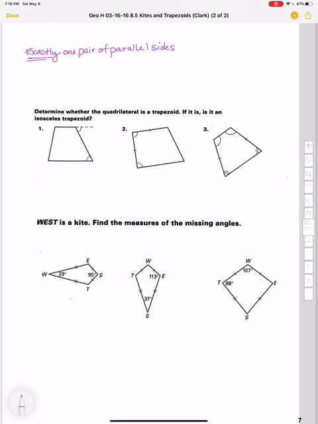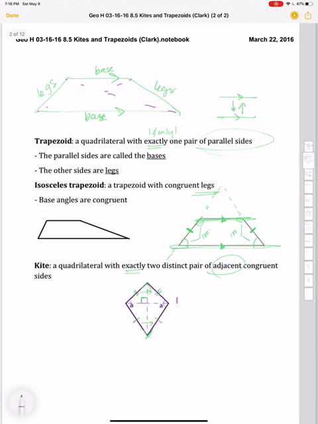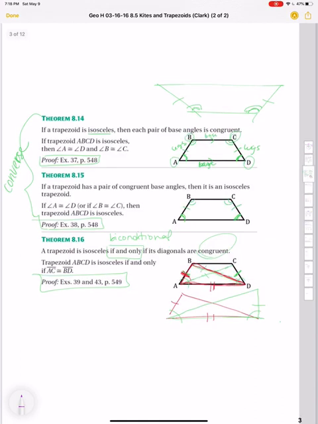And then we know there were a few other things. So we said that a trapezoid is a quadrilateral with exactly one pair of parallel sides. An isosceles trapezoid, remember, was the one where the legs, we call these legs and we call these the bases, so where the legs are congruent. And if those are congruent, then we knew that the base angles were congruent.